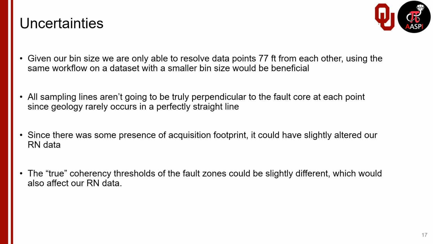So going over some uncertainties, given our bin size, we're only able to resolve data points 77 feet from each other, and we're working with a small scale fault. So there is going to be quite a bit of uncertainty with this data. All sampling lines aren't going to be truly perpendicular to the fault core at each point, because obviously geology is not going to occur in perfectly straight lines. And since there is some presence of that acquisition footprint, that also could have slightly altered our rejected noise data. And then again, we are also working with a legacy merged data set, so there is also quite a bit of uncertainty that comes with using that old data.